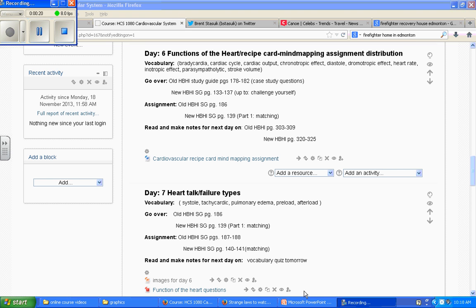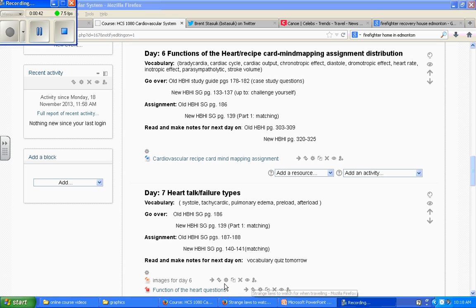the functions of the heart. Vocabulary: bradycardia, cardiac cycle, cardiac output, chronotropic effect, diastole, dromotropic effect, heart rate, inotropic effect, parasympatholytic, stroke volume. We're going to be going over the previous day's reading from page 298 through 303, and we're going to do that right now.